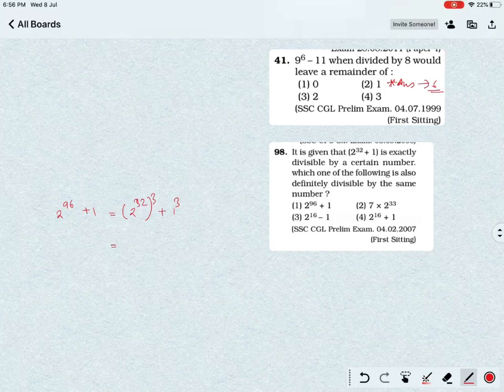Using the a cube plus b cube formula, what is that? (a + b) times (a square plus b square minus ab). So we have got 2 to the power 32 plus 1 as a factor of 2 to the power 96 plus 1.